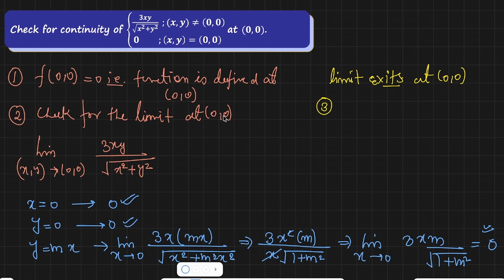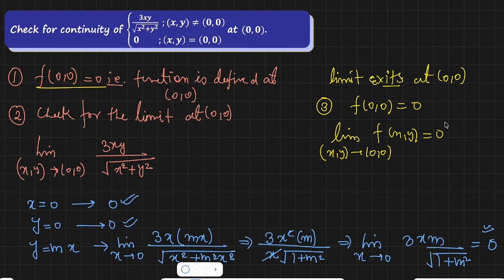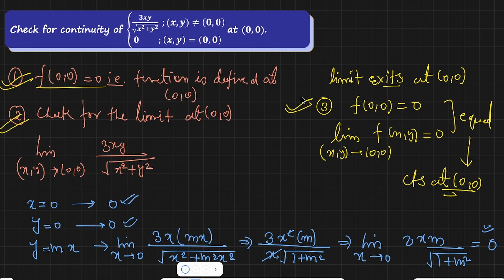Now the third point: what is the value of f of 0 comma 0? That is 0. And what is the value of the limit of f of x comma y as x comma y tends to 0 comma 0? That is also 0. So both are equal, which means your function is continuous at 0 comma 0. So this is step 1, step 2 and step 3. You have to check in this form. This is the solution of the question of checking the continuity of a function of two variables. I hope it is clear to you.